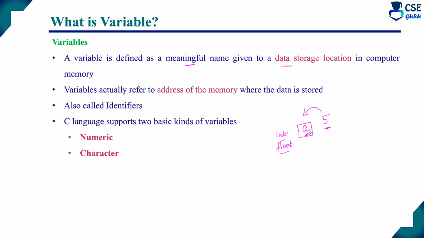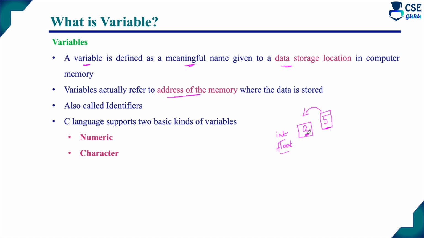This variable is nothing but a meaningful name given to a data storage location. See here, the value 5 will be stored in some memory. For that memory location, we have to specify some name to access it. That is nothing but a variable. So, it is a meaningful name given to a data storage location in computer memory. And a variable actually refers to the address of the memory.